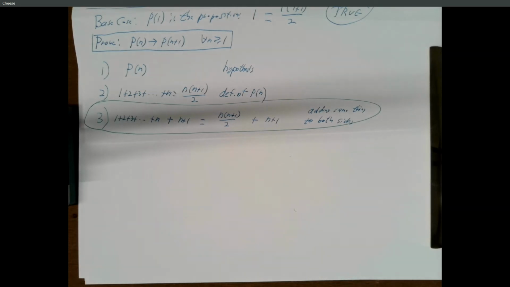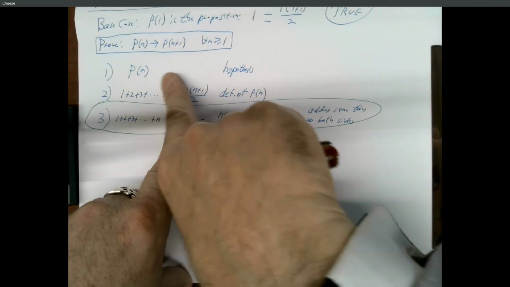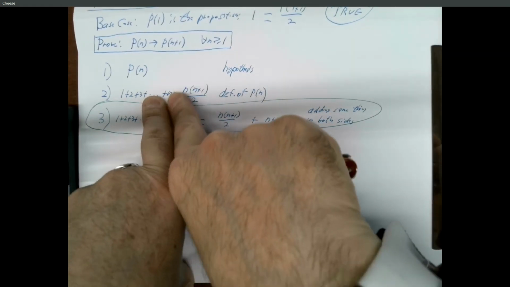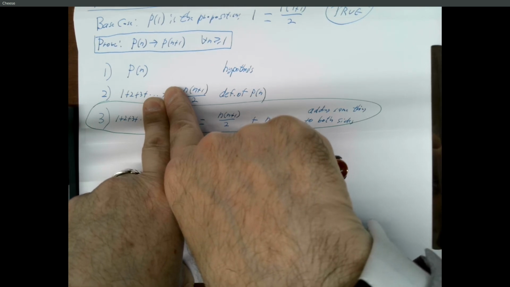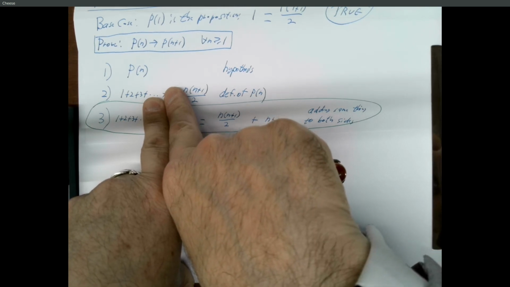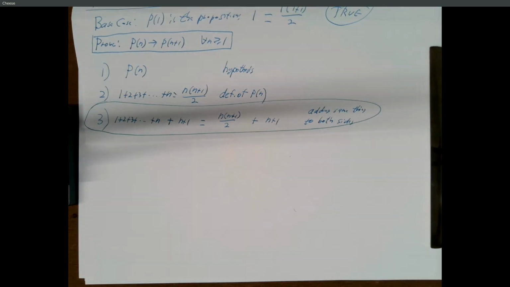In a proof, you can only write things that you're assuming or things that follow from what you've already written. That's probably the most important thing about proofs. You can only write down things that you're assuming are true or things that follow from what you've already shown to be true. So if I write P(n+1), my proof is invalid at that point.